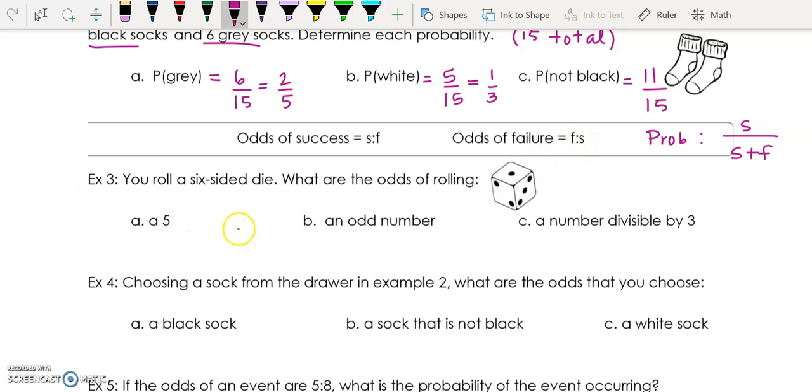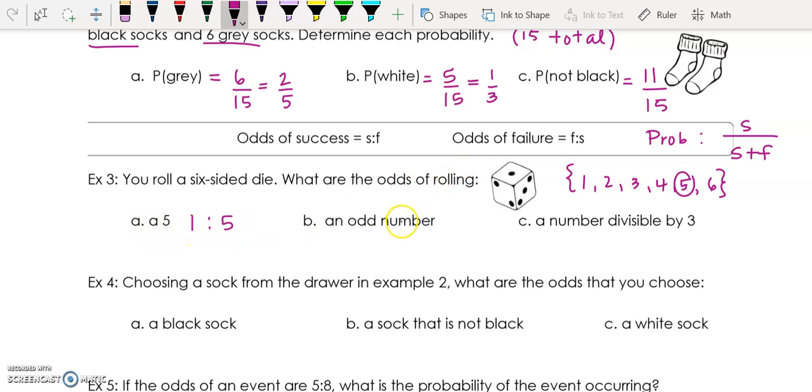So let's look at our six-sided die situation. The odds of rolling a 5: well, on a die, the possible outcomes are 1, 2, 3, 4, 5, and 6. There's only 1 five on the die. So there's 1 successful outcome, and there are 5 other failure outcomes. So the odds of rolling a 5 are 1 to 5.